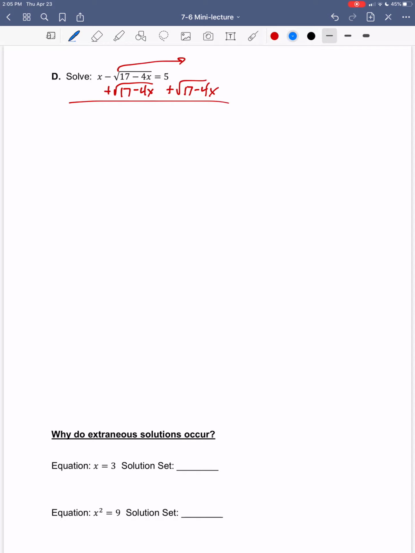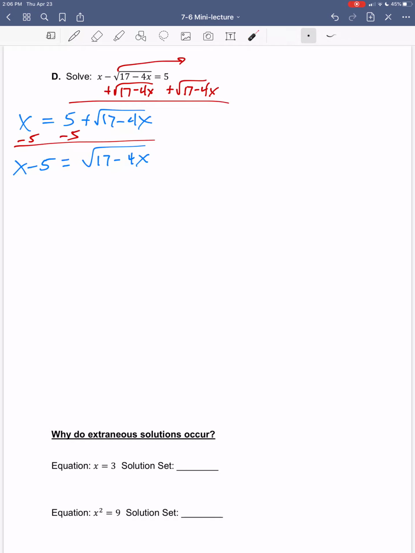So I'm left with x equals 5 plus the square root of 17 minus 4x. Now I have to get this radical by itself. I'm going to move the 5. So I'm going to subtract 5 from both sides. So I'm going to get x minus 5 equals the square root of 17 minus 4x. Since it's a square root, I'm going to square both sides.